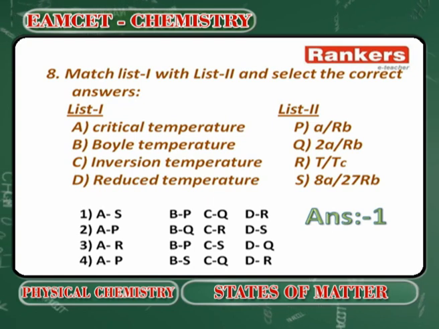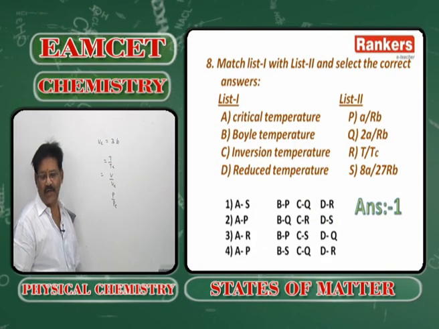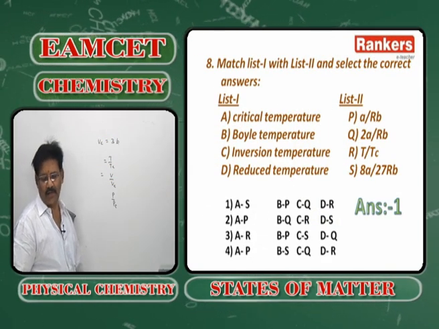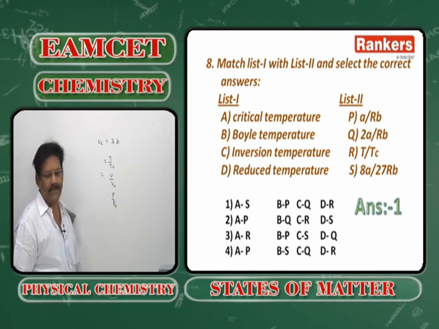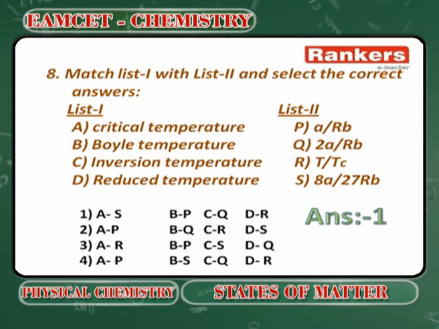The answer is: A is for S, B for P, V for P. Boyle's temperature is a by Rb, and inversion temperature is for C it is Q, for D it is R. So for D it is R. Okay. Option 1 is the answer.